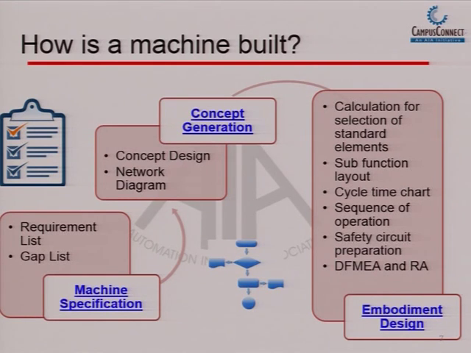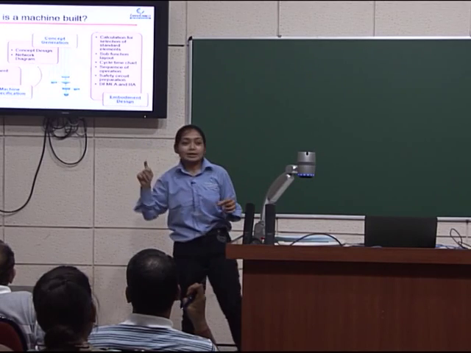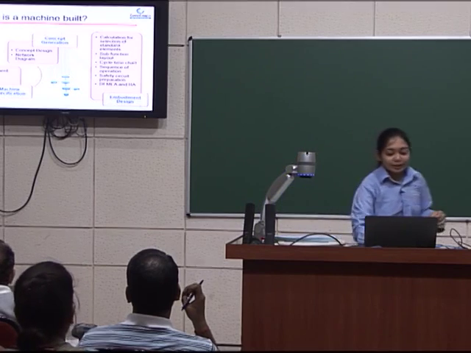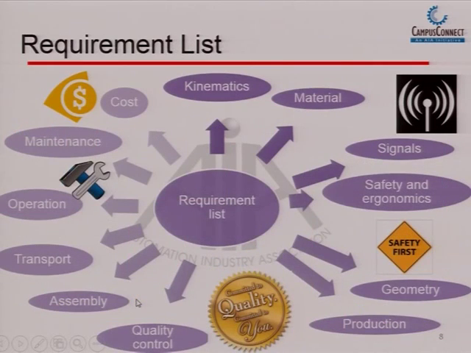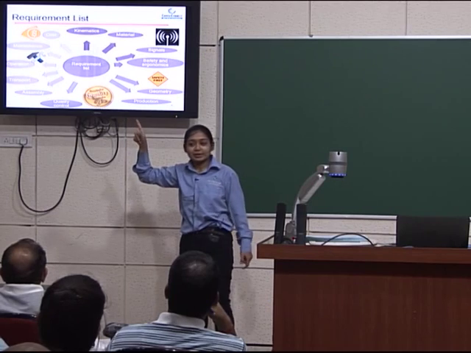Everything that goes in is the machine specifications. Then we talk about concept generation, that is, okay, I'll go one by one, that is why I designed those links. Okay, so you have the requirement list here. Now in the requirement list, these are the main criteria that you design when you make your requirement list.